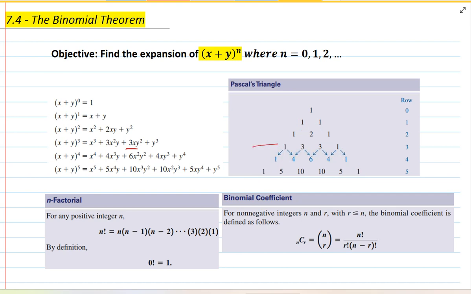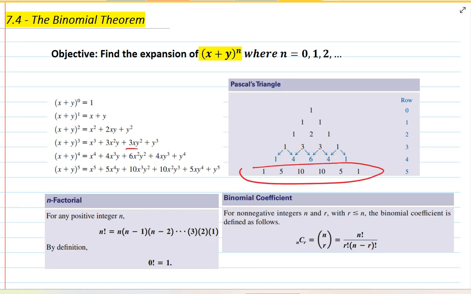So for example, how do we get the numbers in this row? Well, if you do 1 plus 2, you get 3. 2 plus 1, you get 3. And remember, we start and end every row with 1. So that would be the third row of Pascal's triangle.